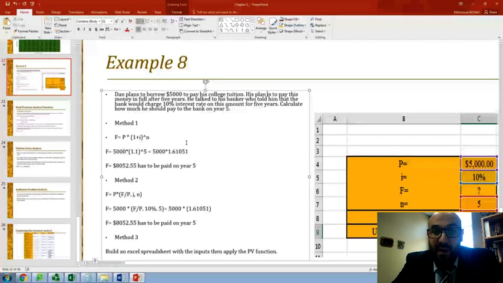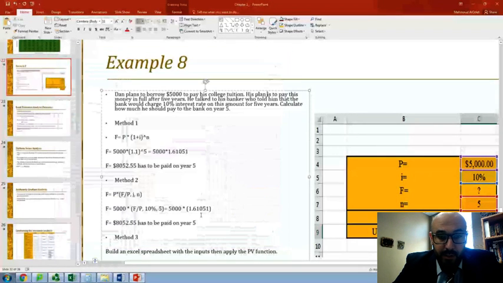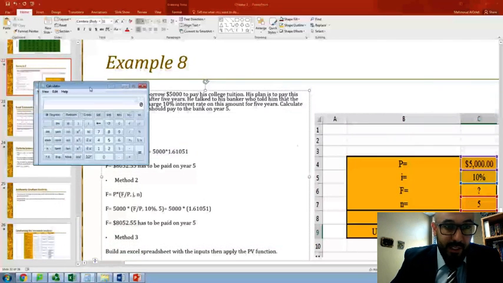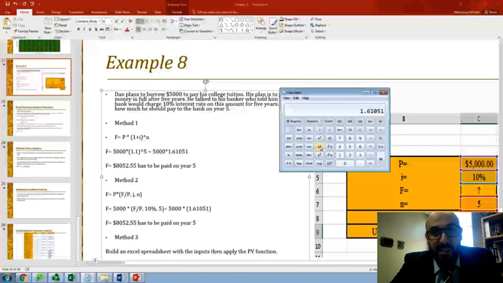I'm going to use the calculator. I just want to make sure that you're seeing what I do here. 1.1 to the power of 5 would be 1.61051, times the original amount of 5,000. So he has to pay $8,052.55 at the end of year 5.